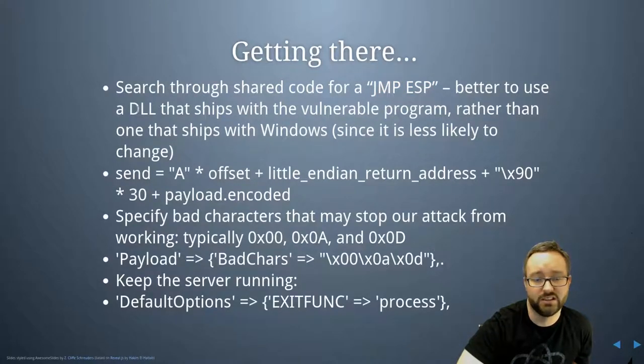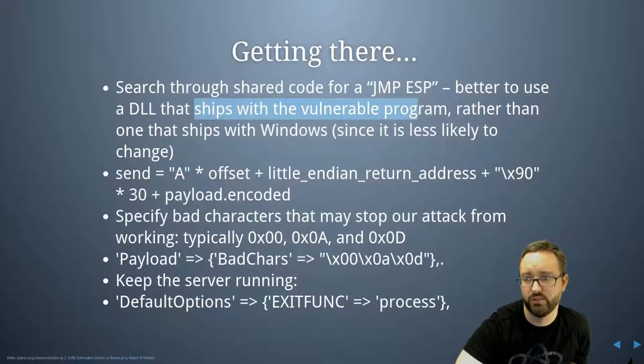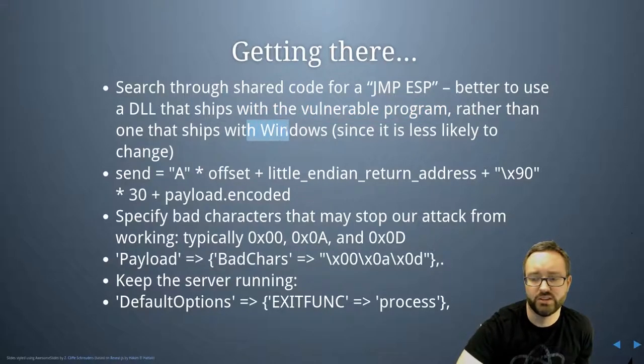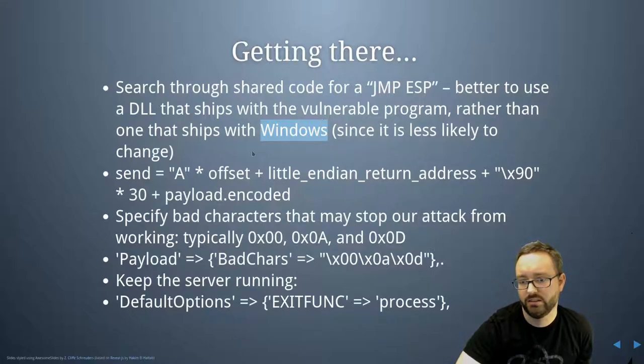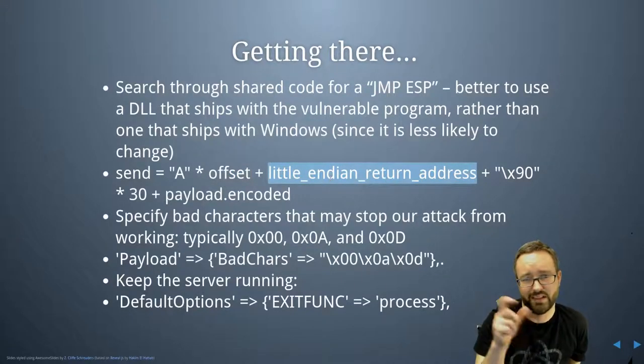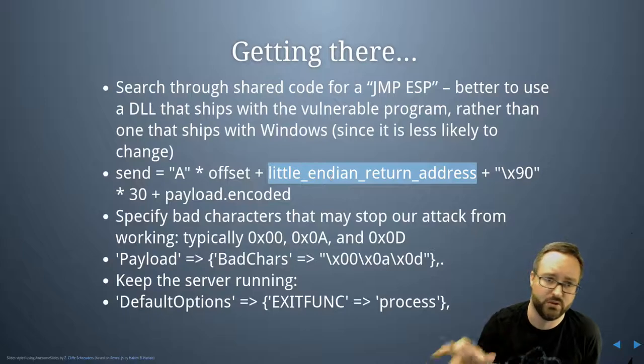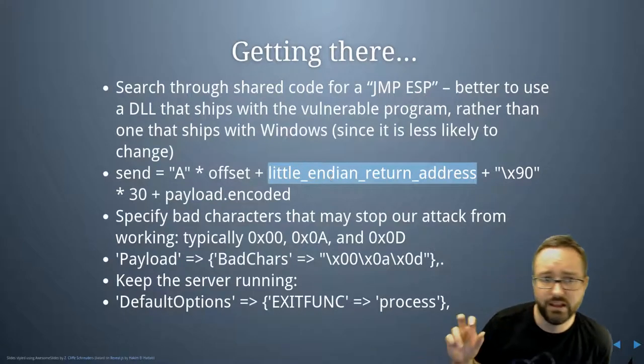So it's better to use either the executable itself or a DLL, shared object or whatever, that ships with the vulnerable program, rather than one that ships with Windows, because for every version of Windows, they'll be in different locations. So then what we need to send is some A's or just some junk for the length of the offset. Then the return address in little endian, so we have to write it backwards, but it's just to do with the way that things are ordered in RAM.